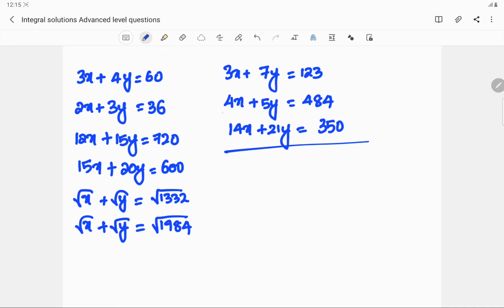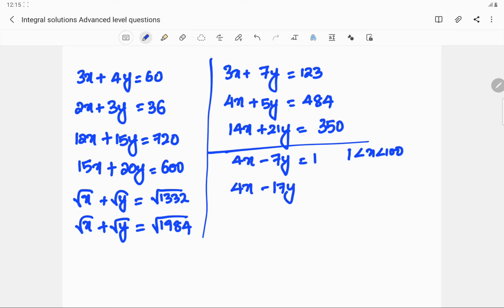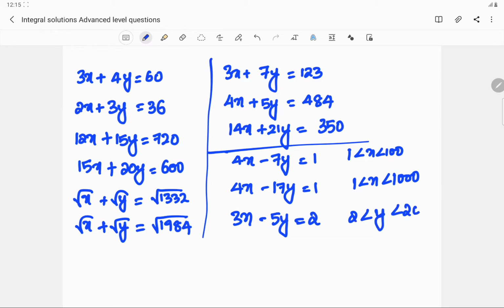and then the equations wherein there is a negative sign instead of a positive sign between the two variables: 4x minus 7y is equal to 1, and x is lying from 1 to 100, and then 4x minus 17y is equal to 1, and x is lying from 1 to 200, 1 to 1000, and then 3x minus 5y is equal to 2, and y is lying in between 2 to 20.